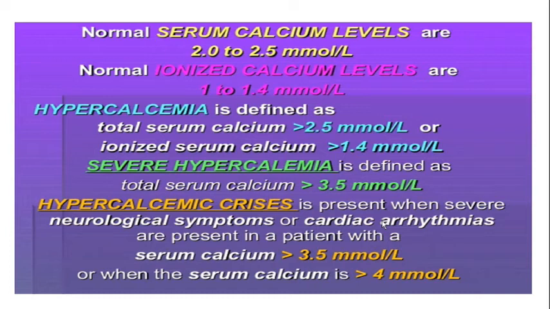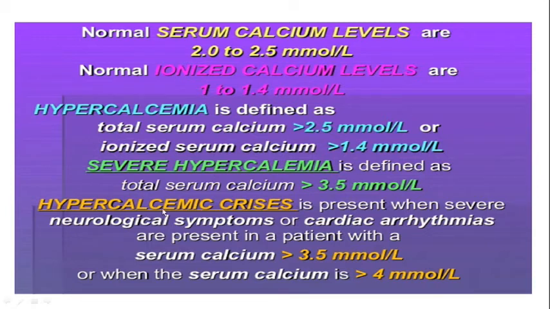You have a normal serum calcium level. That is, we're talking about the ionized serum calcium level being 1 to 1.4 millimole, which is the normal ionized calcium level. Any hypercalcemia is either a total serum calcium of more than 2.5 millimole, or an ionized serum calcium of more than 1.4 millimole, and a severe hypercalcemia is defined as a total serum calcium of more than 3.5 millimole per liter. Usually the lab diagnosis is through the serum calcium, which is more convenient and more easily available.